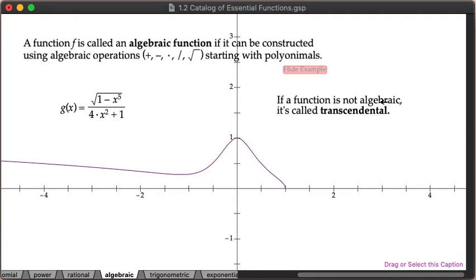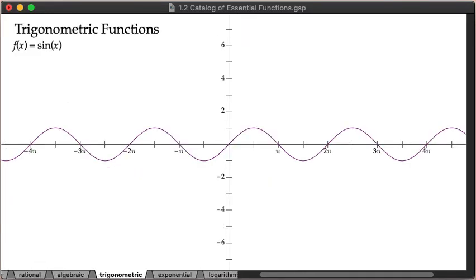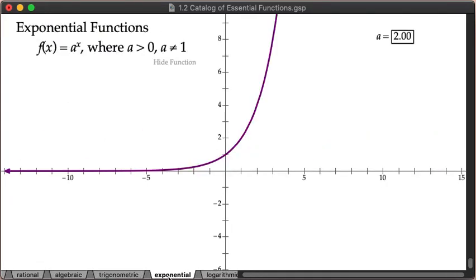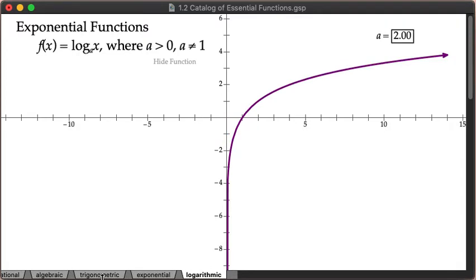So what are the transcendental functions? What functions have we not talked about yet? You might see them down in the bottom here. Trigonometric functions are transcendental functions, exponential functions, and logarithms. Those are our basic transcendental functions.